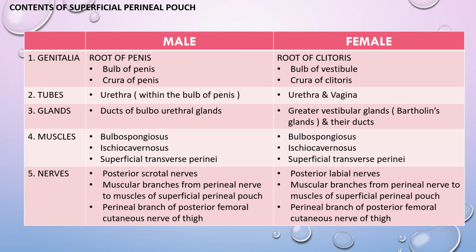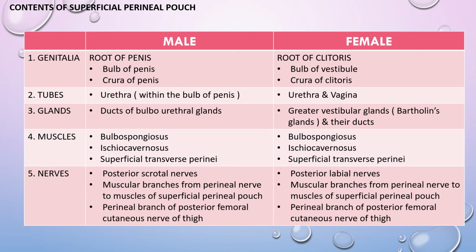Coming to the nerves as a content, the following nerves are present in male. Posterior scrotal nerves, muscular branches from perineal nerve to muscles of superficial perineal pouch, perineal branch of posterior femoral cutaneous nerve of thigh. At this stage, you can't understand the nerves as a content of the superficial perineal pouch. Read the perineal nerve, course, relations and their branches. Then read the nerves as a content of the superficial perineal pouch.